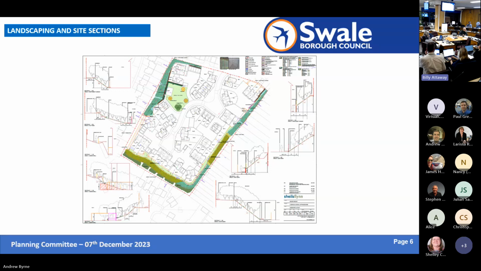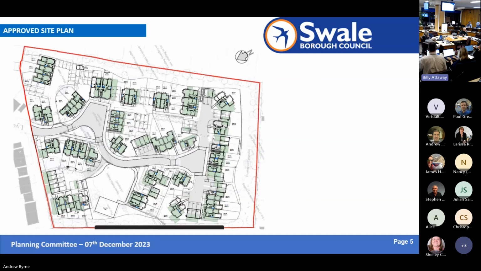So the proposal, sorry, I'll go back to the approved site plan because I should give you some more information on the levels changes. So in terms of levels changes, here's the entrance from Lidbrook Close. The levels here have been raised roughly by between 100 millimetres and 250 millimetres. The levels in this part of the site down here.